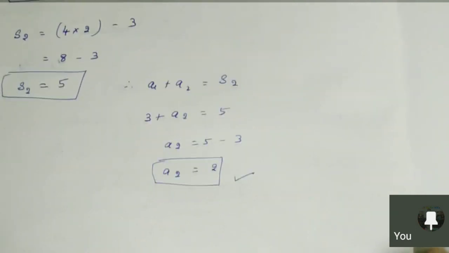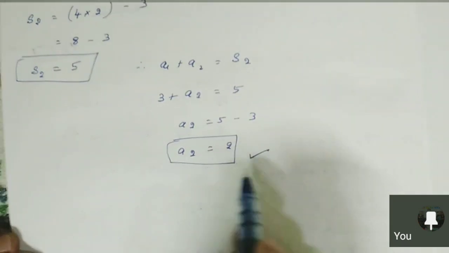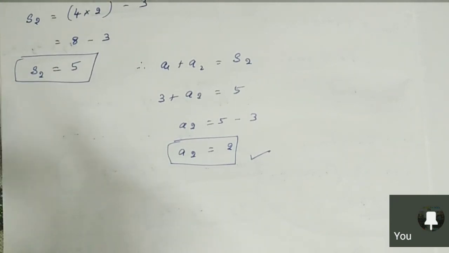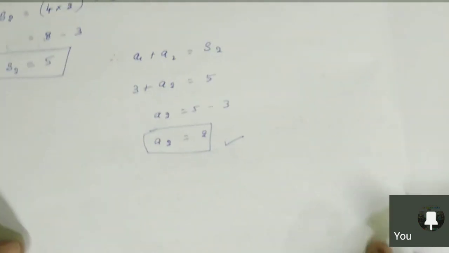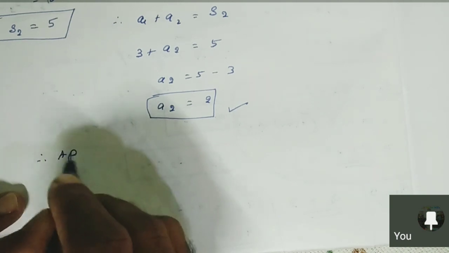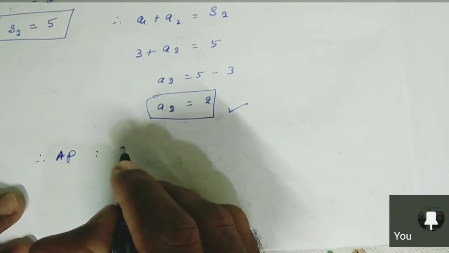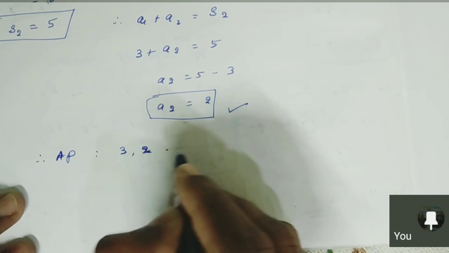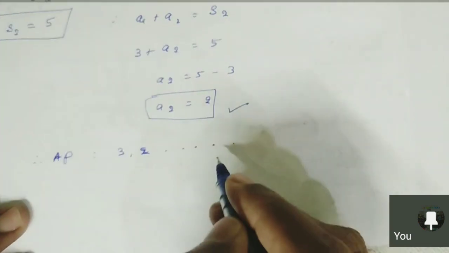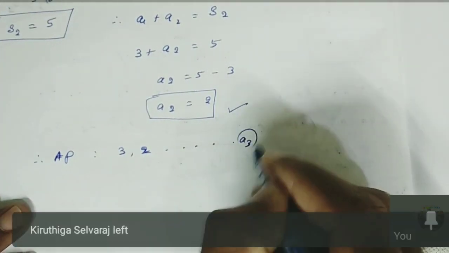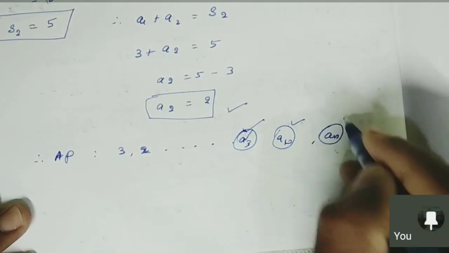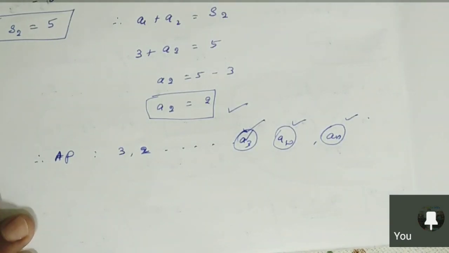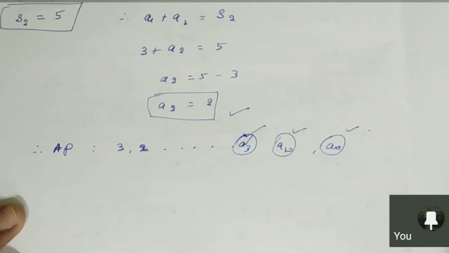Yes, sir. So in this AP, arithmetic progression, now we know the A1 value and A2 value. What are they asking for remaining? A3, A10, An. Now I will write the arithmetic progression. So the AP is first term 3, second term 2, etc. In this we need to find the A3 term, A10, and An also. Are you clear?